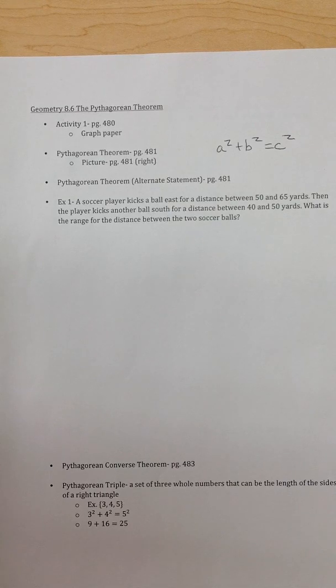What else? There's also the alternate statement of the Pythagorean theorem. Might not be a bad idea to have that one written down too. It says in any right triangle, the sum of the areas of the squares on its legs equals the area of the square on its hypotenuse. And that's what they're getting at with that picture: they've got those squares, and then they take the square root of each of those to get the lengths of the triangle's sides.